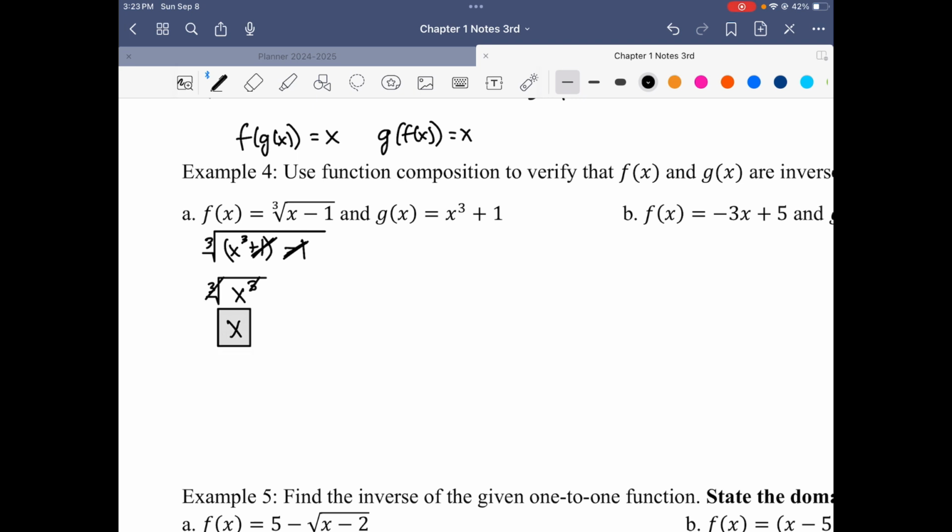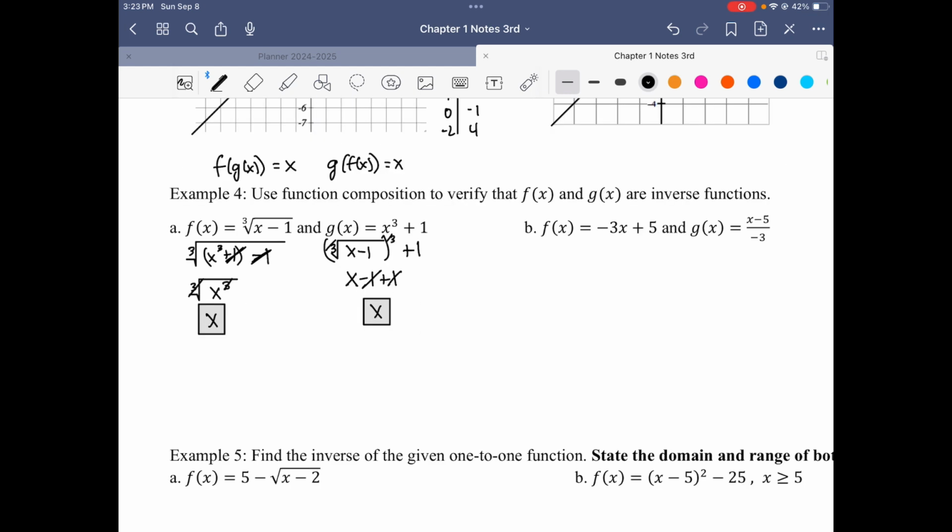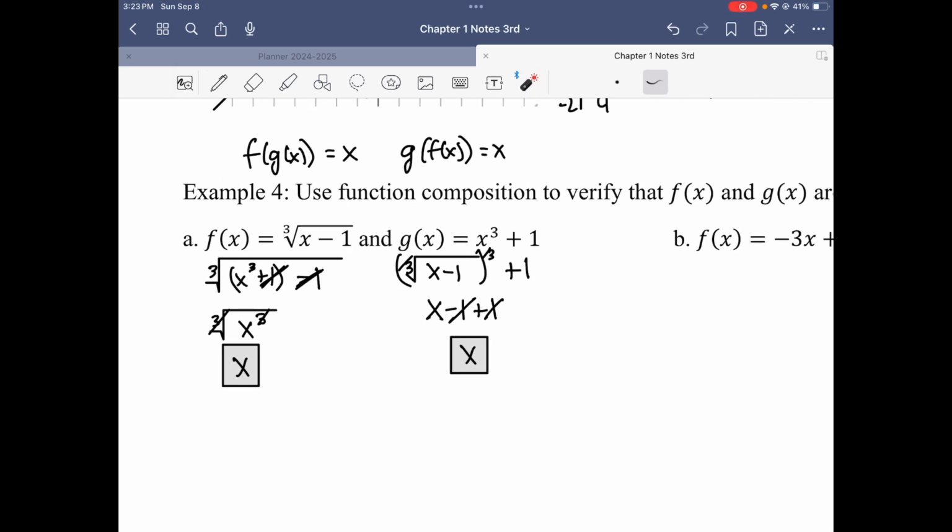And we're going to check the other way too. We're also going to check g of f of x. So this time we're going to have the cubed root of x minus 1 to the third power plus 1. Those will cancel, giving us x minus 1 plus 1. Those will also cancel, leaving us with just x. So indeed, f and g are inverse functions of one another, and that makes sense. How do we undo cubes? With cube roots. How do we undo addition? Subtraction. This was on the outside of that function, so it's got to come to the inside.